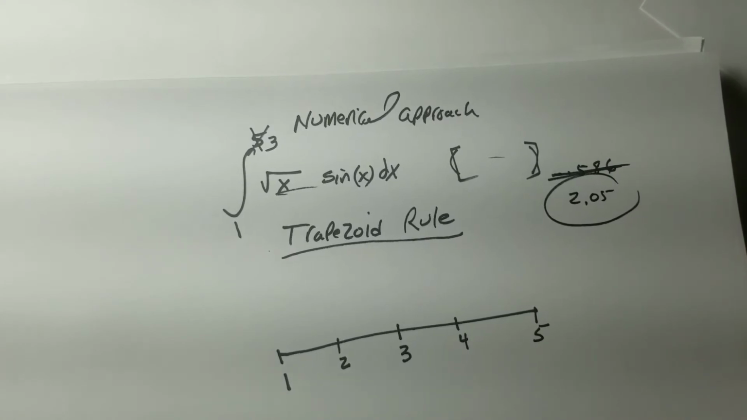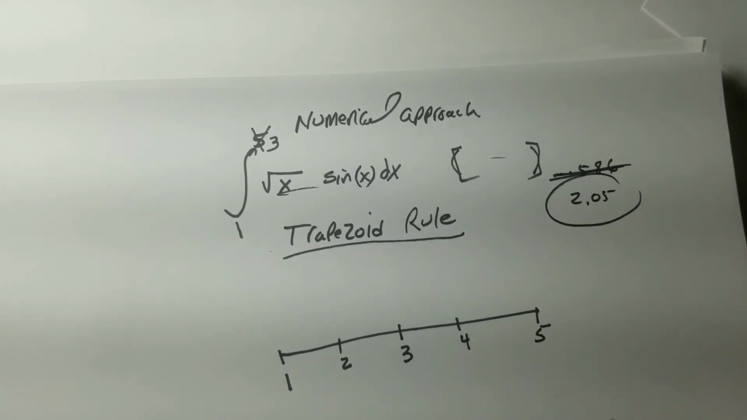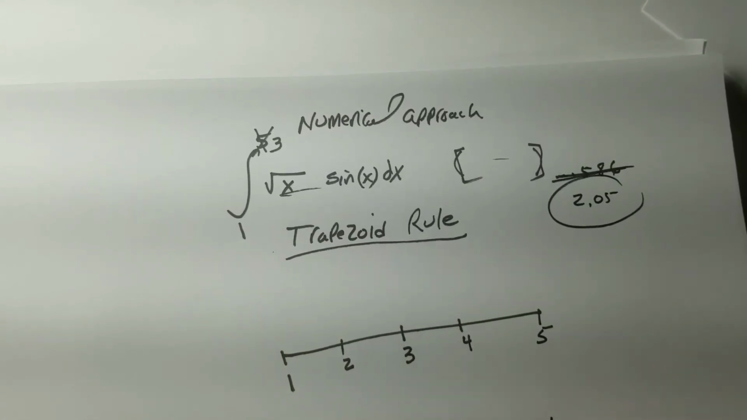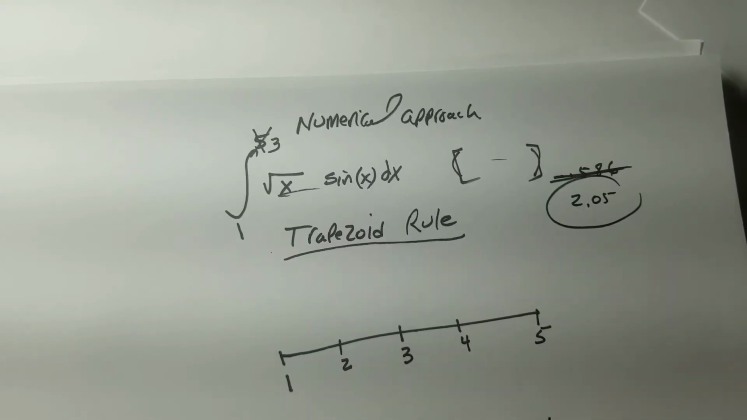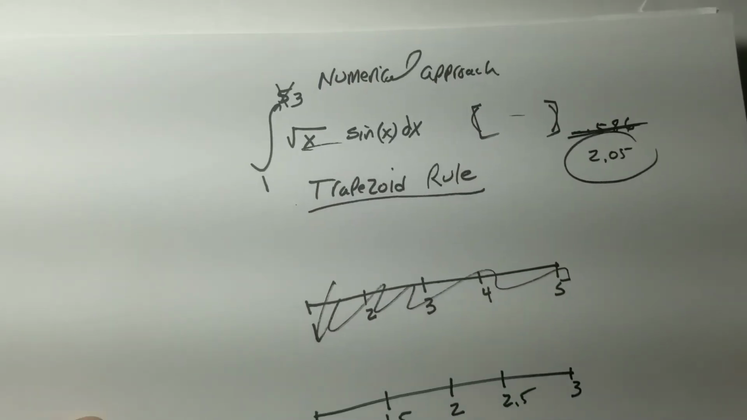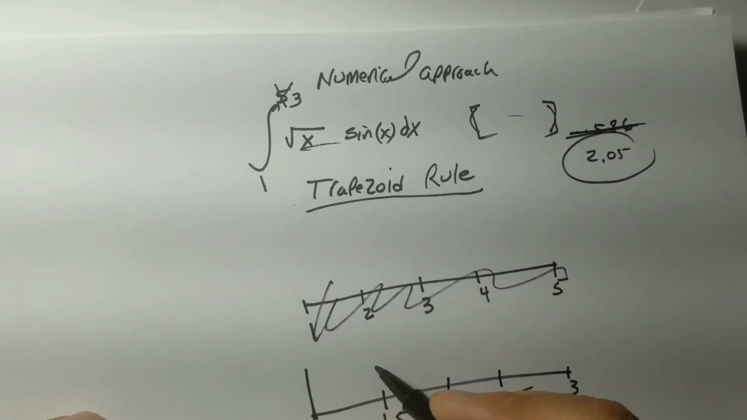Do you see, creating a problem is not easy. 1 to 3. What is the middle of it? 2. Where is the middle of 1 and 2? 1.5 and 2.5. I'm going to do only 4 trapezoids. Then please watch what I do.